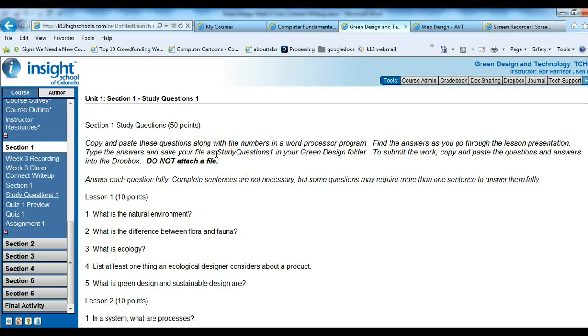And you can turn it into the Dropbox, which is the best way to do it. It does have a file name here, because you want to save it as that file name as you're going along. Then you copy and paste from that word processor and turn it into the Dropbox. So that'll be the lesson that you'll do. The study questions you'll do later, as you go through the lesson presentation, the section presentation yourself.